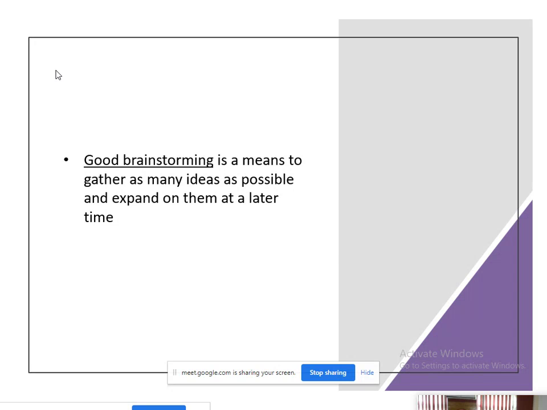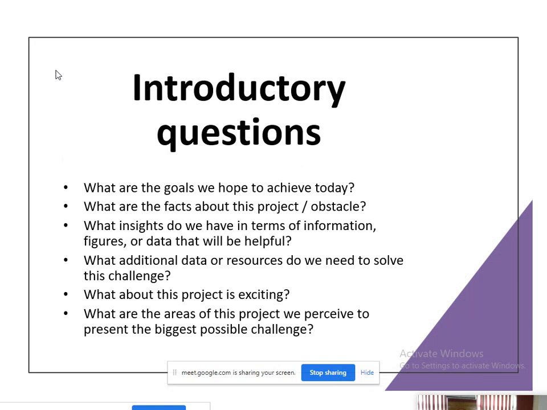later time. Next. So we have some introductory questions about good brainstorming. Like, what are the goals we hope to achieve today? Whenever we are launching a product, we should see what goals that product can achieve in today's generation. If we are launching a product which is not achieving any goals for today's generation of people, then it is kind of a failure. So before launching a product, we should see whether it can achieve the goals in today's generation.